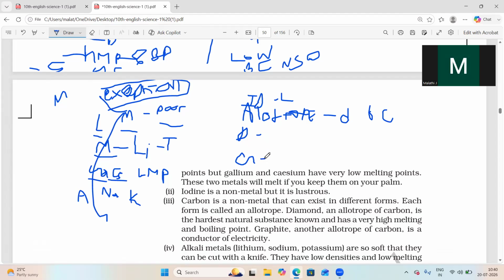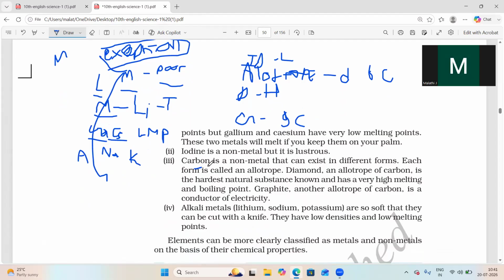As we studied about non-metals, non-metals are soft. But diamond is a non-metal, but it is hard. That is an allotrope of carbon. Then graphite. As we know, non-metals are bad conductors of electricity, but if you take graphite, it is a good conductor of electricity. So these two are made up of carbon, that is, allotropes of carbon.